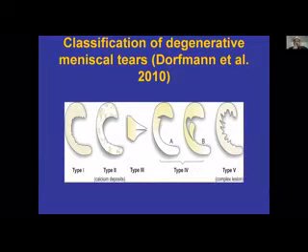Degenerative tears have also been classified as are shown here, from a type 1 simple fibrillation to a complex lesion in type 5. Depending, they can have a flap in between and a component of horizontal tear also in between.